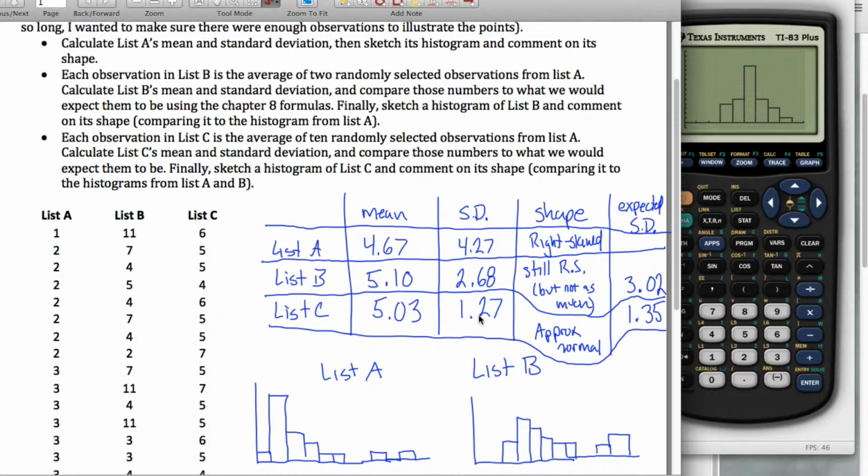And then sketch a histogram. Did it. Comment on its shape. I don't know. Still right skewed. If you said this is approximately normal, you could probably get away with that. Doesn't look too pretty to me. It looks like you still got a tail going out to the right, but whatever.